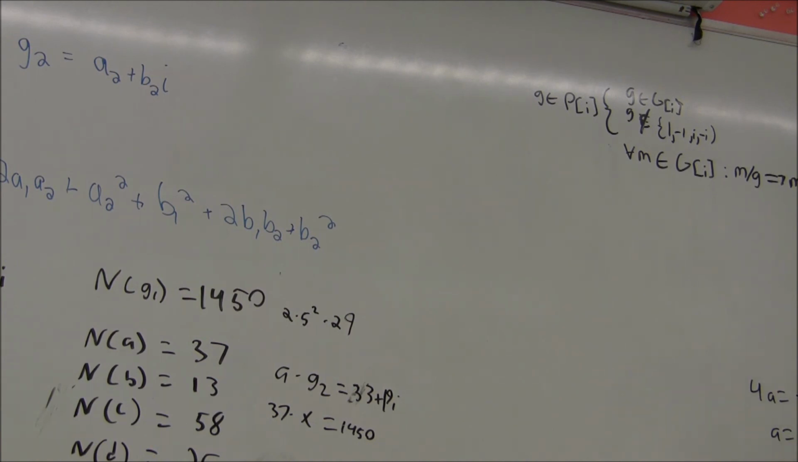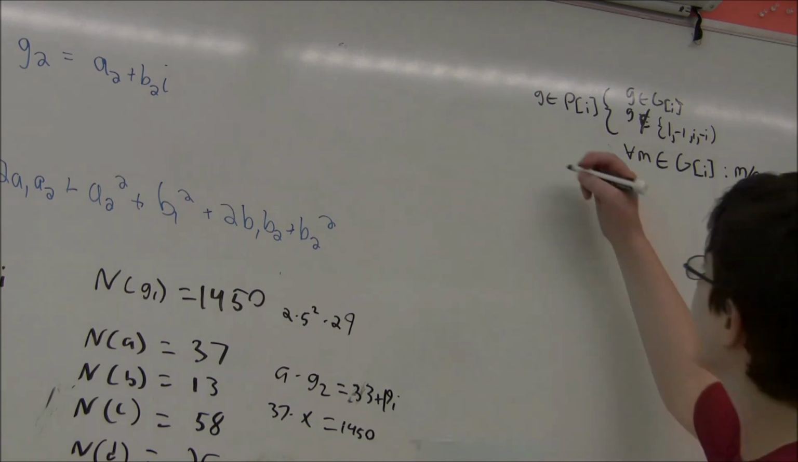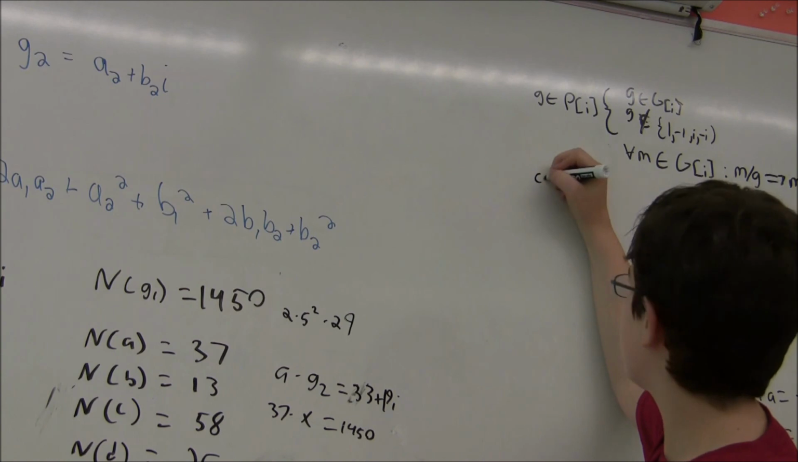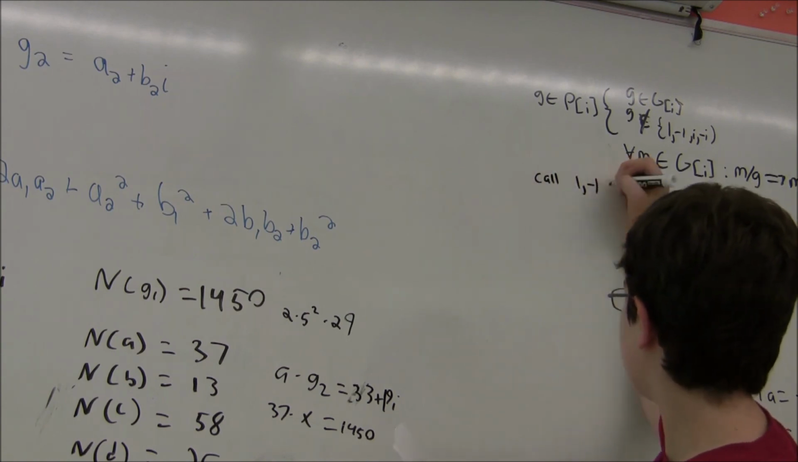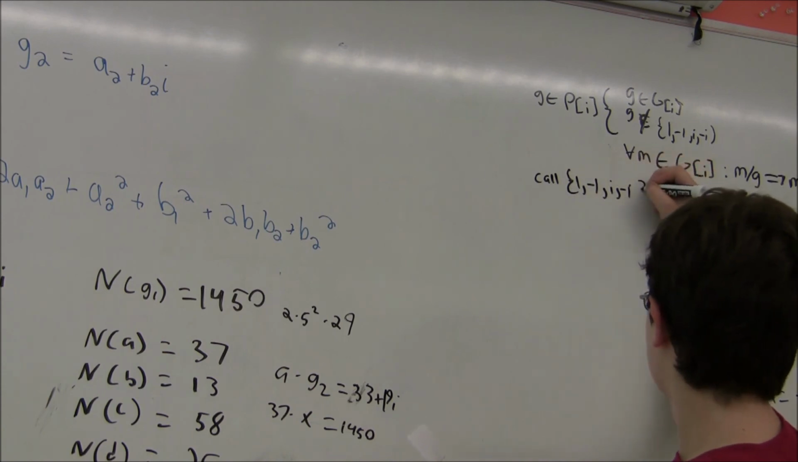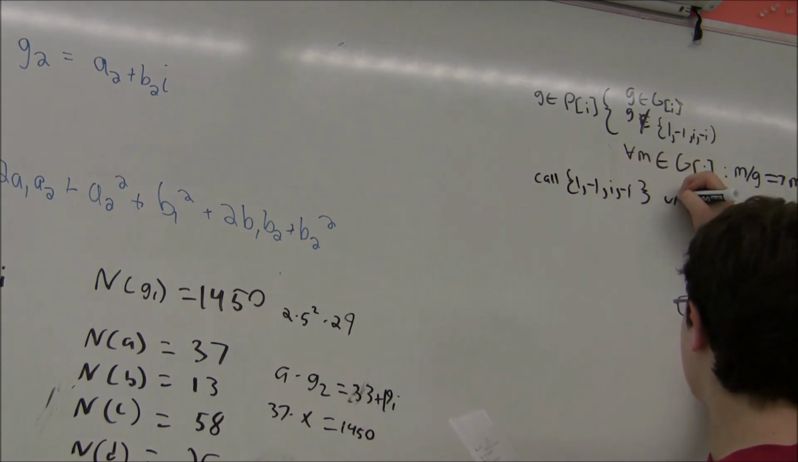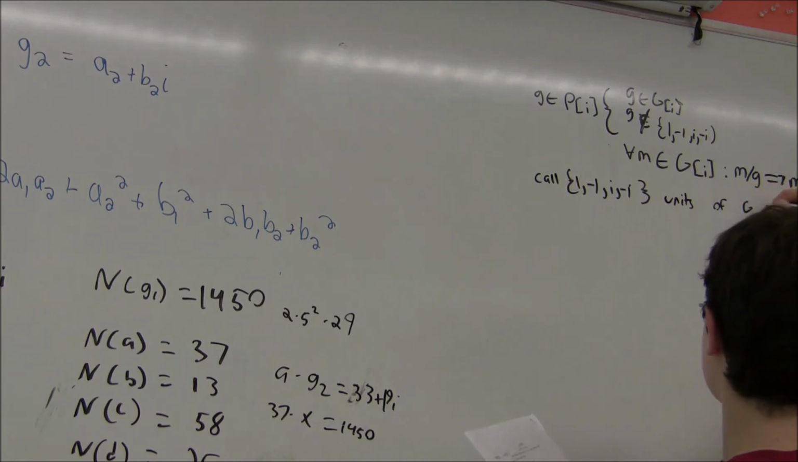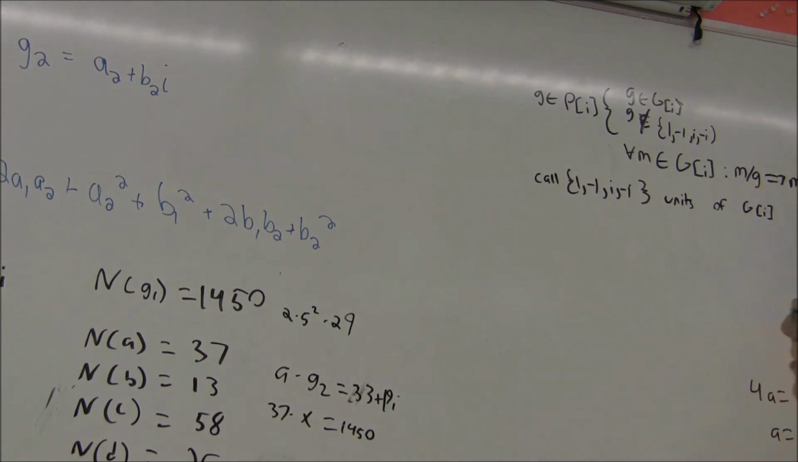M is not an associate of G, because I have to define associate. It'll be easier to say in a second. These are the units of Gaussian integers. It's the same units as a long time ago, right? We just have 4 units instead of 1. Those have multiplicative inverses, and nothing else does.